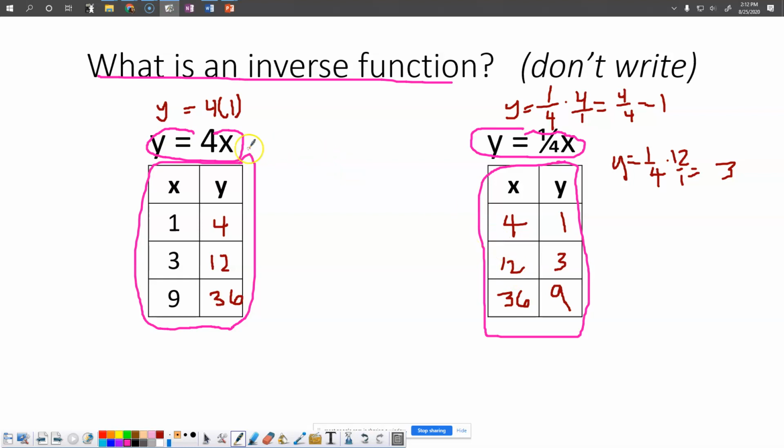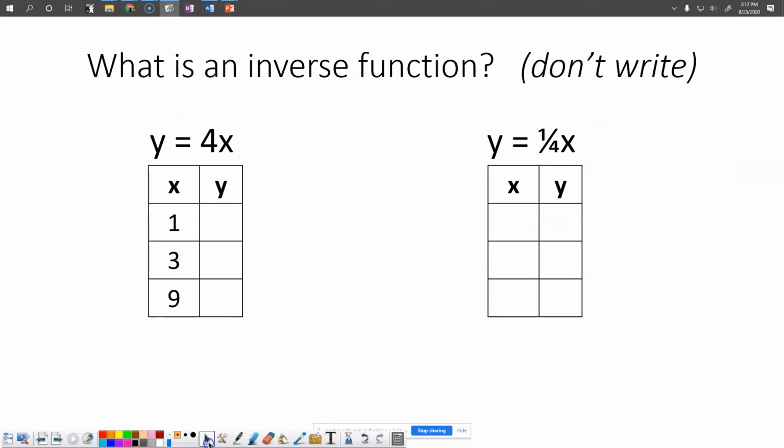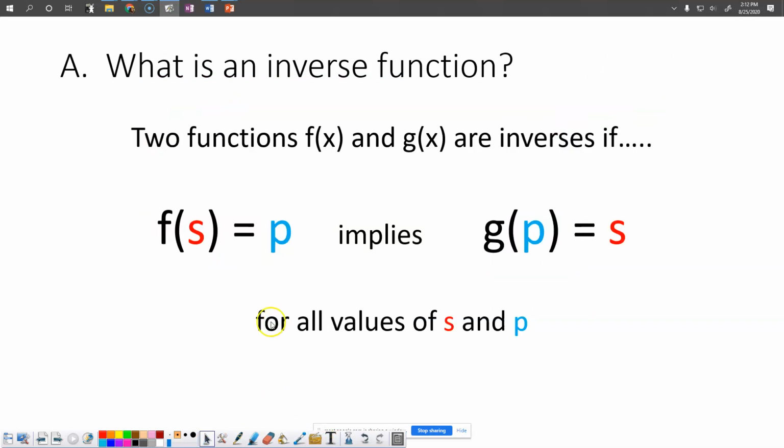Another way you can tell is by looking at the equations. This is x being multiplied by 4, and this is x being divided by 4. So opposite operations result in opposite domains and ranges, which makes inverses. So that's what an inverse function is. So here's a formal definition. Two functions f and g are inverses if f of s equals p implies that g of p equals s. In other words, the inputs and outputs are all reversed.